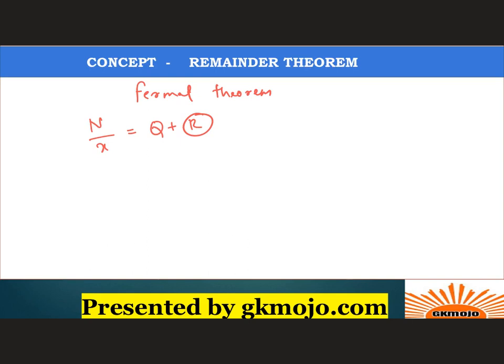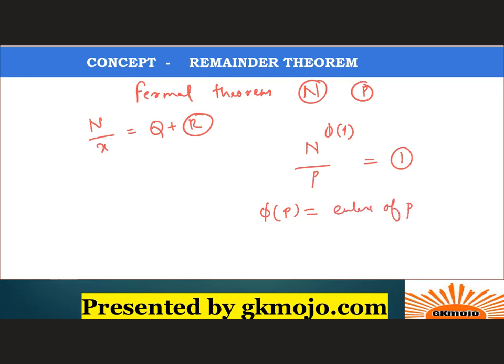फर्मेट थ्योरम क्या बोलता है कि कोई भी दो पॉजिटिव नेचुरल नंबर्स n and p, any natural positive numbers, if they are co-prime to each other, then the remainder obtained when n to the power phi p is divided by p is 1. Okay, so the remainder obtained is 1. Alright, what is this phi p? This phi p is the Euler totient of p.